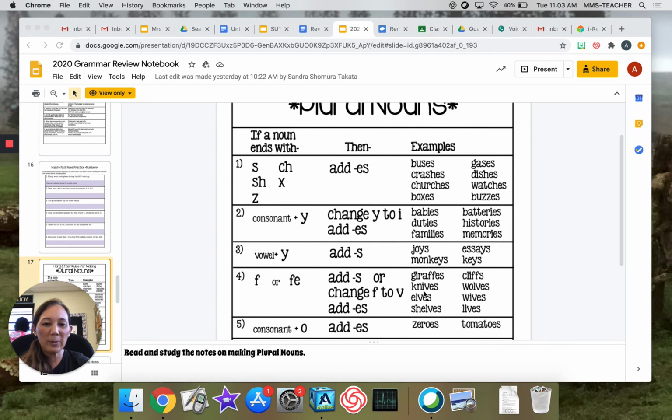Now here's the next example. So a knife. Okay, it ends with an FE. K-N-I-F-E. So in this case, we would change the F to a V, then add an ES. Okay. Here's another example. Wolf ends with an F. We change the F to a V and add an ES.